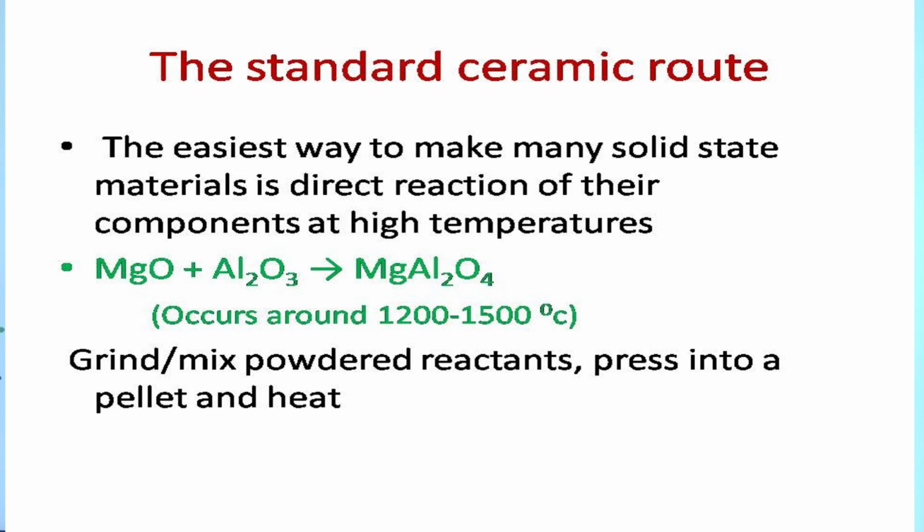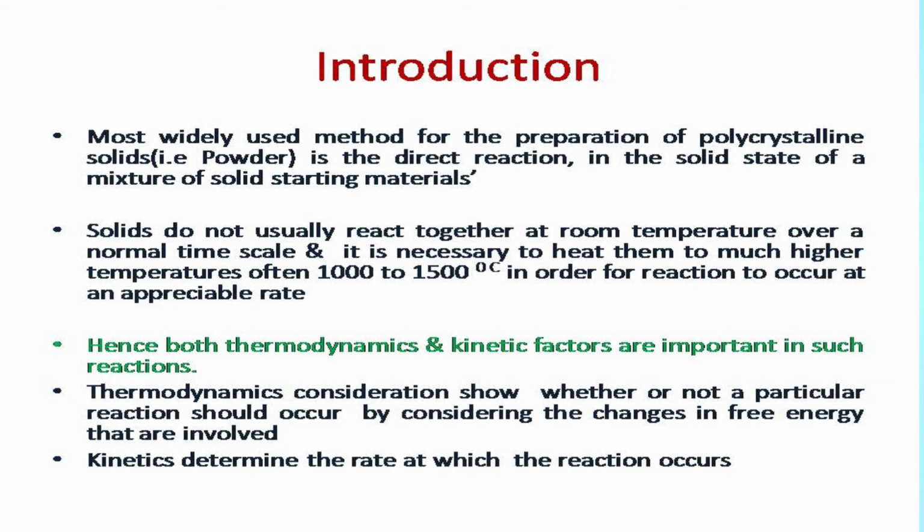Now, moving on to the introduction of these ceramic methods. This is the most widely used method for the preparation of polycrystalline materials or solid powders, and it's a direct reaction in the solid state of a mixture of solid starting materials. You have seen MgO plus Al2O3, magnesium oxide and alumina, in the previous slide. These solids do not react together at room temperature or over a normal time scale. Since they do not react at room temperature, it is necessary to heat them to much higher temperatures, often 1000 to 1500 degrees centigrade, in order for the reaction to occur at an appreciable rate.